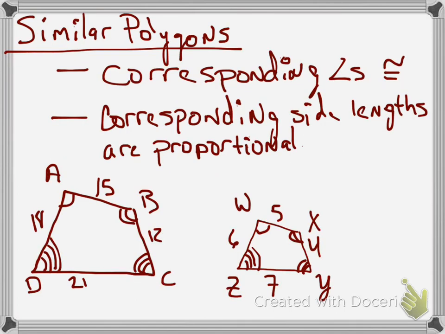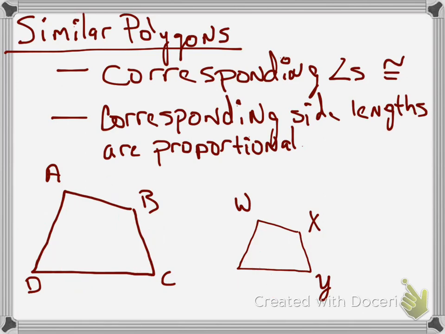Okay, so we've got to remember something here with similar polygons. Corresponding angles are congruent. So the angles are going to be the same, but the side lengths are going to be proportional. So in this case, let me back this up just a wee bit so you can see. Right here, I'm saying that angle A is congruent to angle W. Angle B is congruent to angle X. Angle C is congruent to angle Y. Angle D is congruent to angle Z. So that part is easy.